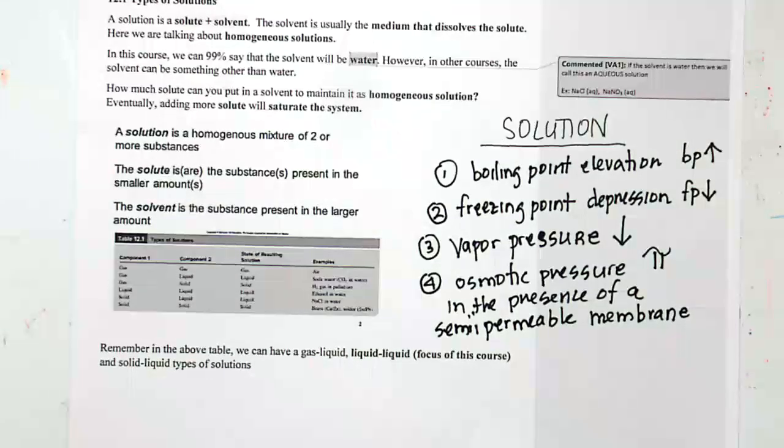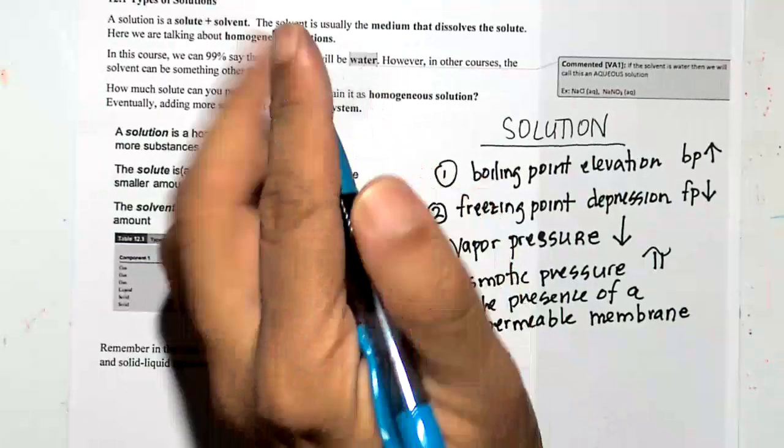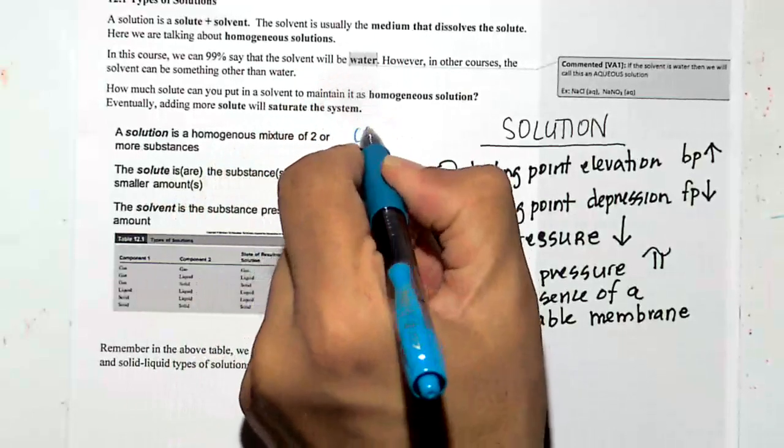So these all occur when exactly again? When you make a solution, a solute into a solvent. So basically anytime we just do a solution, any kind of solution? As long as it dissolves.